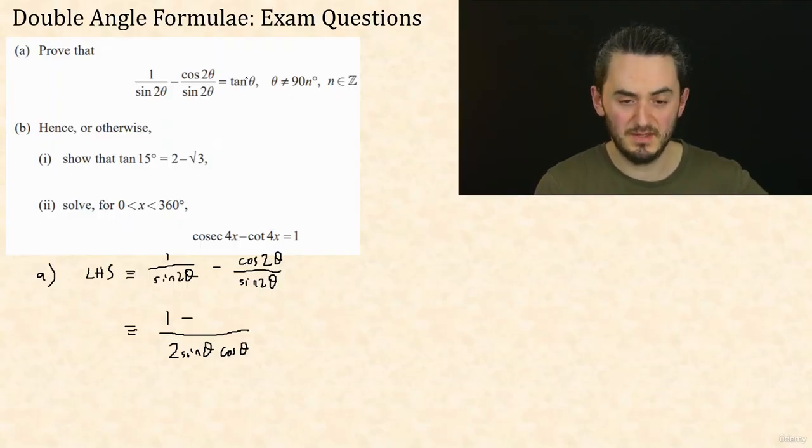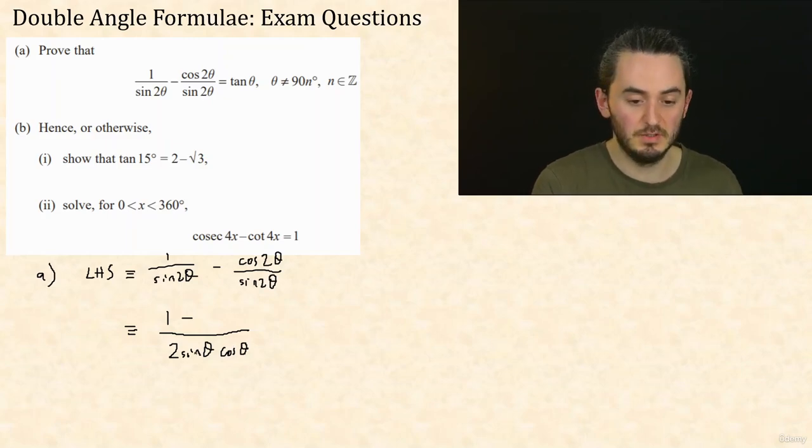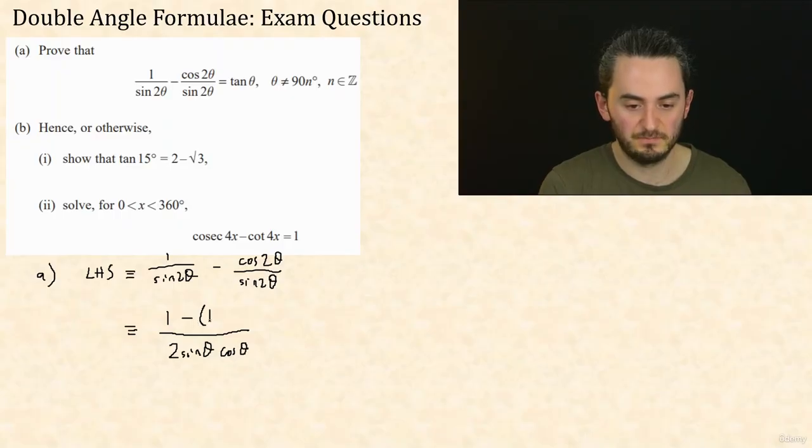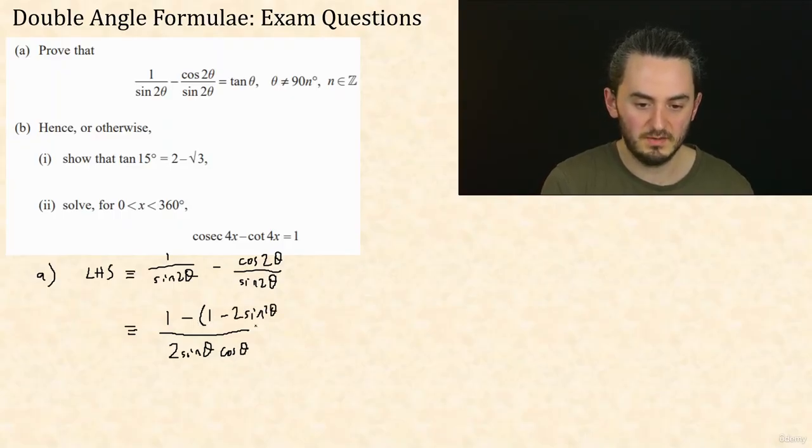I'm trying to get to tan theta, which is sine theta over cos theta. So I'm hoping that stuff cancels out and I'm left with just sine theta over cos theta. I'm happy with this cos theta here, but I would like something to cancel with that sine theta there. So why don't I go with the form which has lots of sine thetas in it? 1 minus 2 sine squared theta.